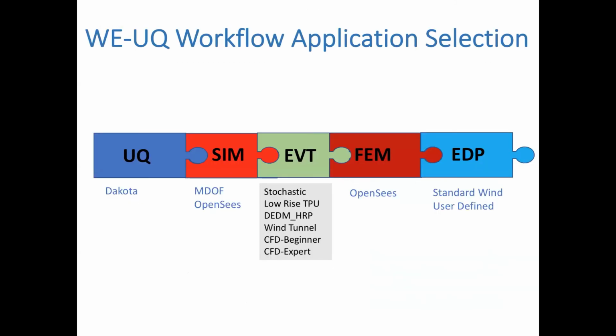The options available in WEUQ, and I'm going to briefly go through these options in a little bit more detail in a minute. For uncertainty quantification, we have one option. That option does provide multiple options. For generating the model, there are two options, this multi-degree of freedom system and OpenSees input file. For the event, we concentrate in WEUQ on the event. What are the loadings? How do we get loadings onto the building? We have a number. Hassan went over a number of the different approaches yesterday. For the finite element engine, we are only currently using OpenSees. And for the EDPs, we do have two options, standard wind and, more importantly, this user-defined one, which allows you to pick out whatever you want out of the simulation.